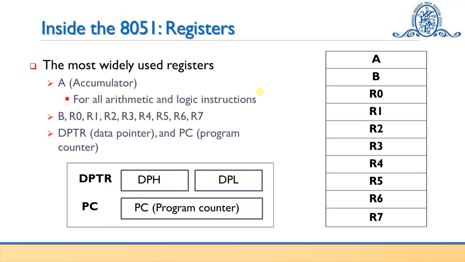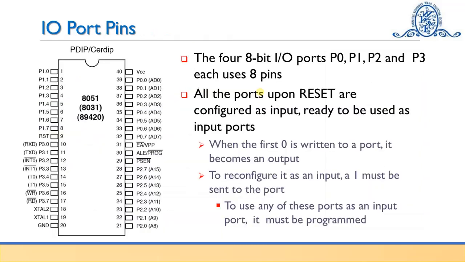As I said again, the most widely used registers are the accumulator and the register B. The accumulator and register B are basically used for arithmetic operations, whereas the accumulator is used for arithmetic as well as logic operations. Along with that we have R0 to R7 registers. Then we have a data pointer register and a program counter. Both these registers, data pointer and the program counter, are 16 bits long. And then this is the picture of various registers of 8051.